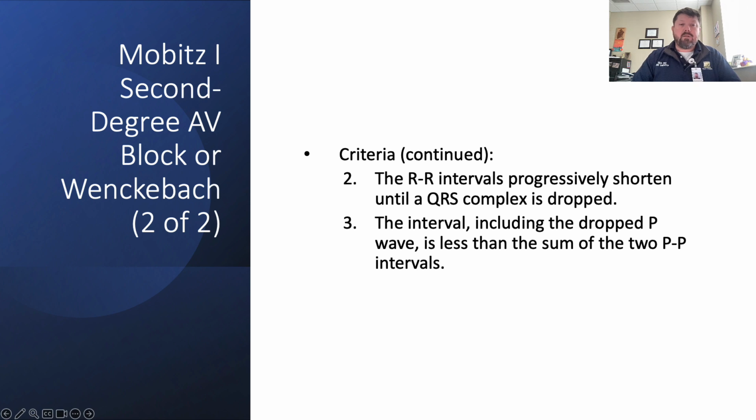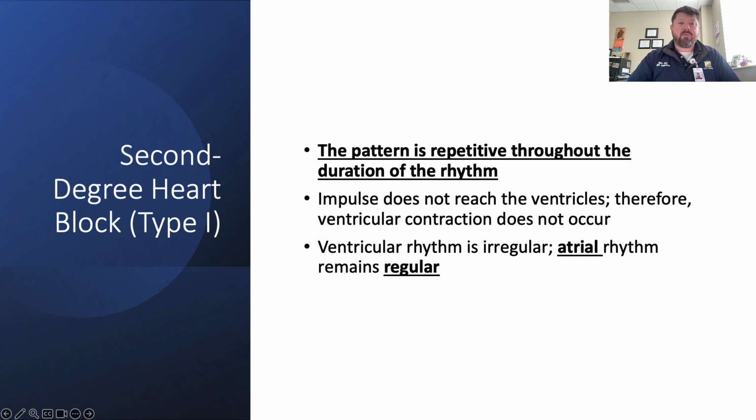The interval, including the dropped P wave, is less than the sum of the 2 P to P intervals. The pattern is repetitive throughout the duration of the rhythm, and the impulse does not reach the ventricles. Therefore, ventricular contraction does not occur when you have your dropped beat. The ventricular rhythm is irregular. The atrial rhythm remains regular because the atria will continue to beat, and even if the AV node doesn't conduct that beat, the atria will continue.